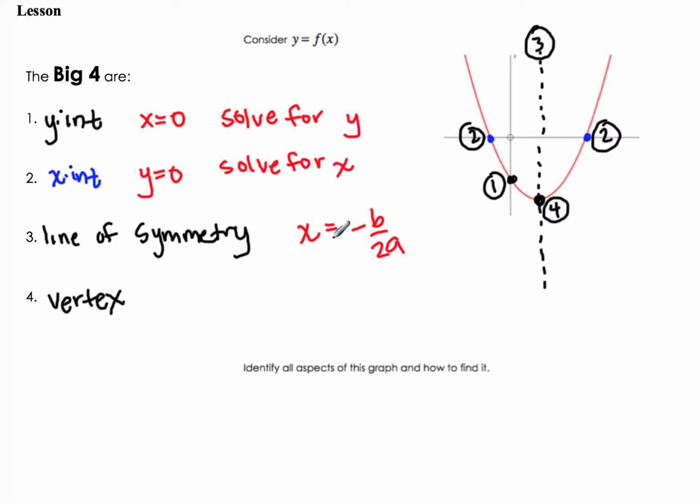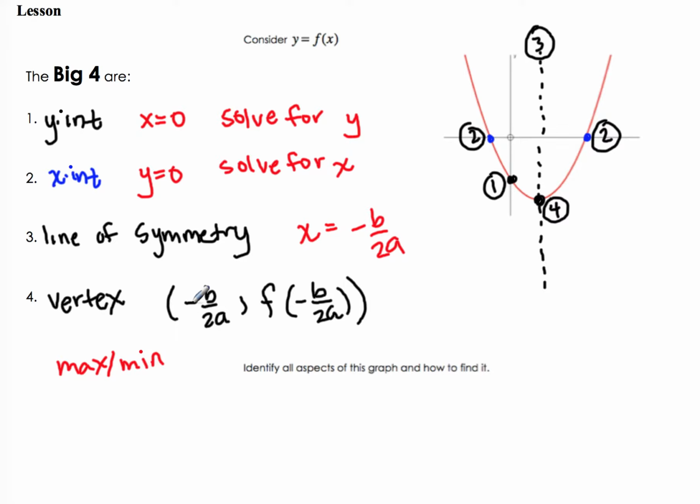To find the vertex, you take your line of symmetry, and that's your x point, so it's negative b over 2a. Then to find the y value, you take that value, whatever that is, and you substitute it back into the function. Your vertex is nice because it helps you determine your max or minimum of a function, depending on whether the quadratic is opening up or down.